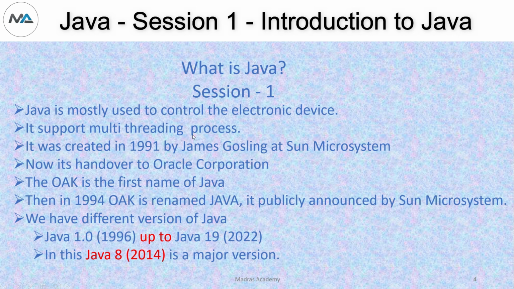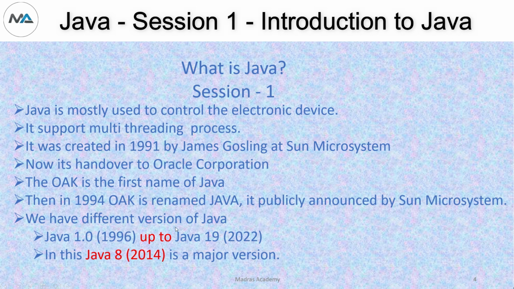It supports the multi-threading process. It was created in 1991 by James Gosling at Sun Microsystems. Now it is handed over to Oracle Corporation. Oak is the first name of Java. In 1994, Oak was renamed as Java and publicly announced by Sun Microsystems.